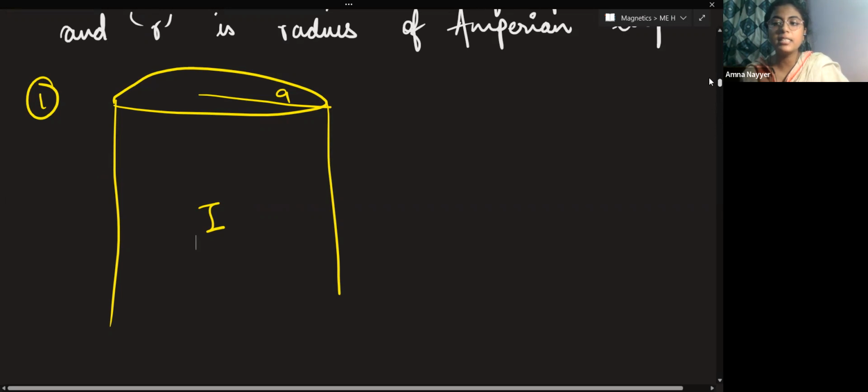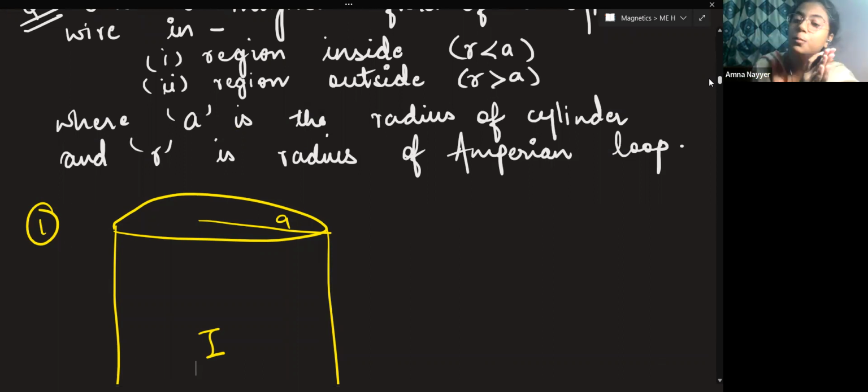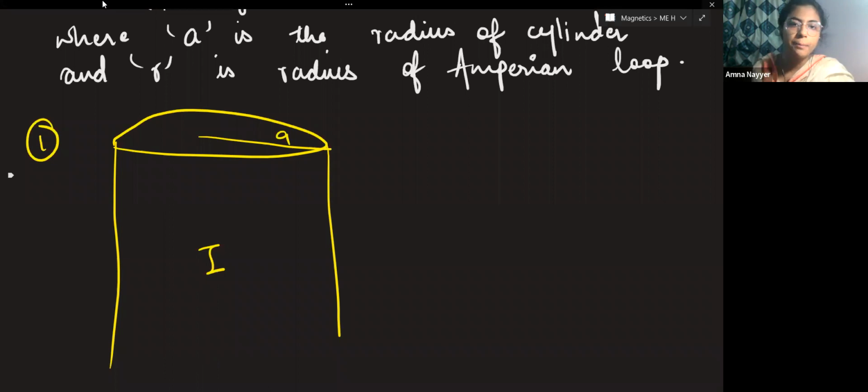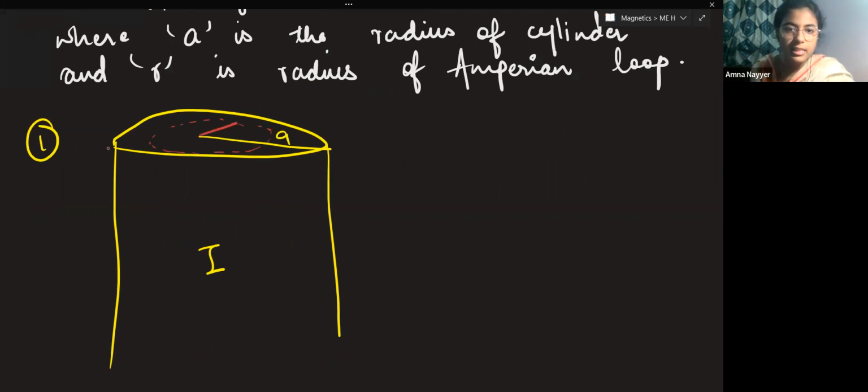Now the first part says, calculate the magnetic field within a region inside, which means the Amperian loop's radius is small r. The radius of the cylinder is A. Fine. A is the radius of the cylinder, small r is the radius of the Amperian loop. Got it? Now r is less than A. That is your first part. It means this is a circle, this will be the Amperian loop whose radius is small r, and small r is less than A.